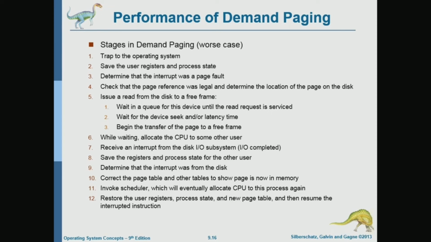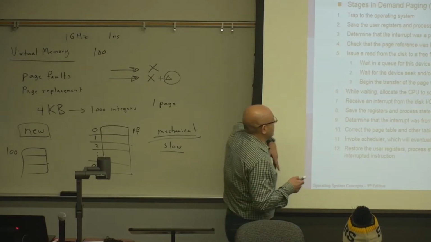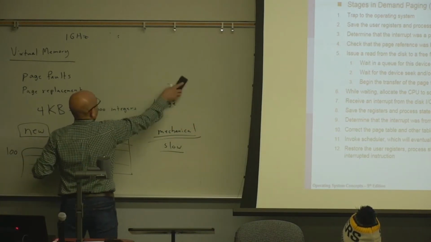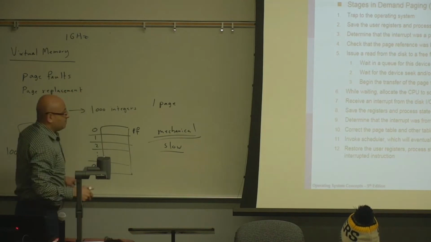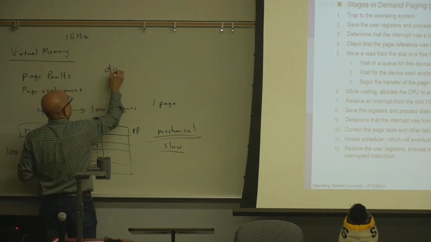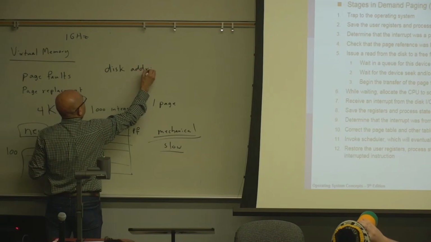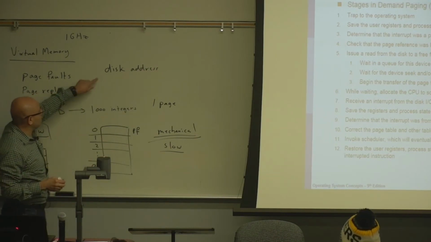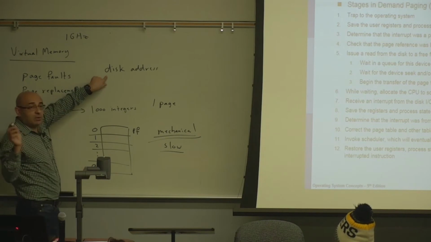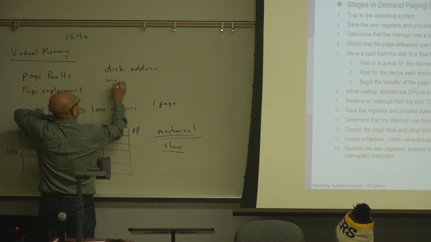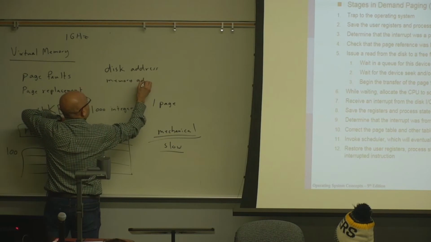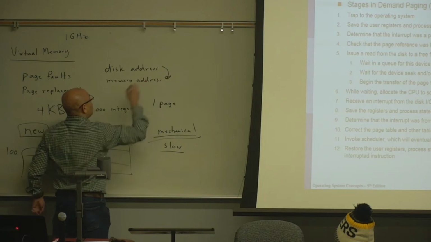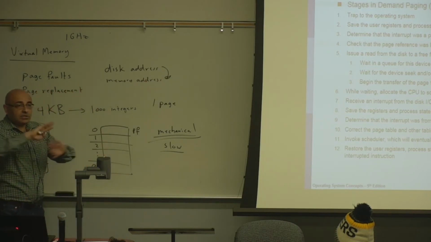So the disk does the seek. So the operating system basically sends a disk address, and we will see the details of a disk address when we get to disk management. It will send a disk address. That's the source, and a memory address. That's the destination. So it's telling the disk, copy from this disk address to this memory address. So it will just tell it to do this.